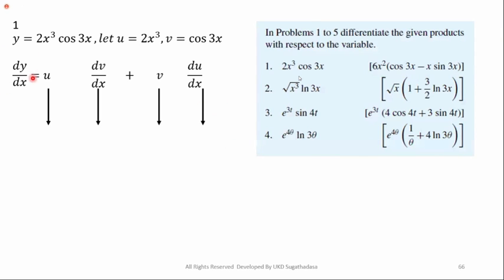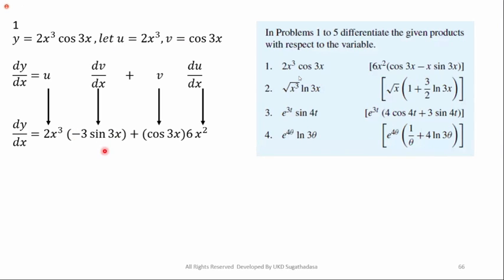dy/dx equals u dv/dx plus v du/dx. That is the formula. This interchange is no problem; we can start with v du/dx plus u dv/dx, both are the same. Now put the appropriate values after the arrow. Put u here, and put the dv/dx function. u is the same function, 2x^3. Now what is v? Cos 3x. The differentiation of cos 3x is minus 3 sin 3x.